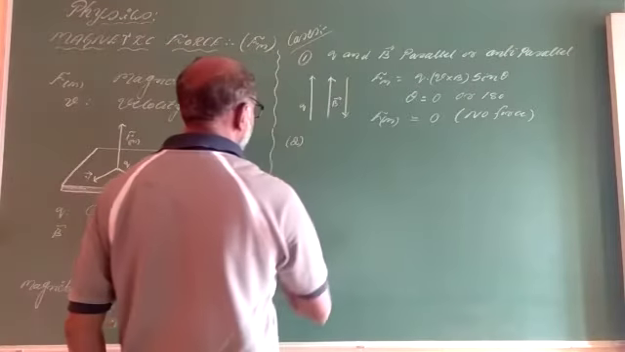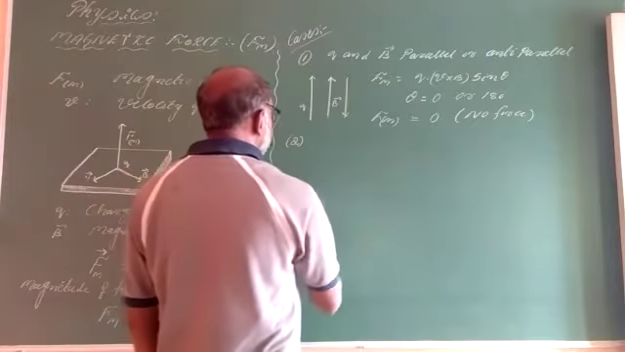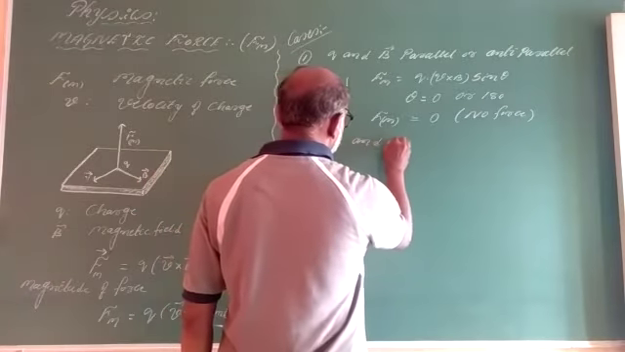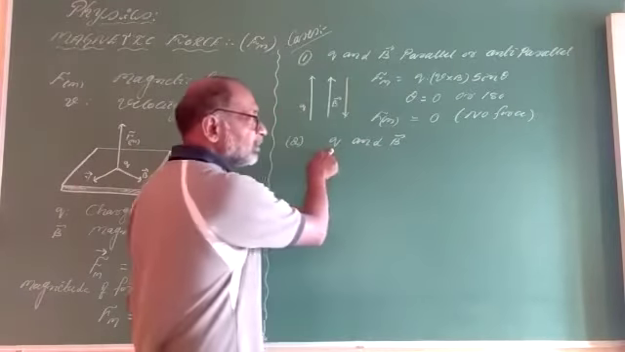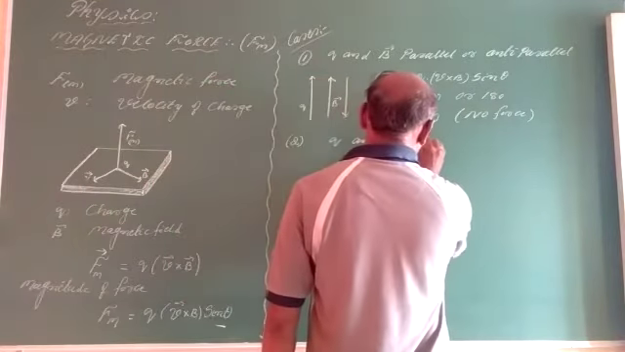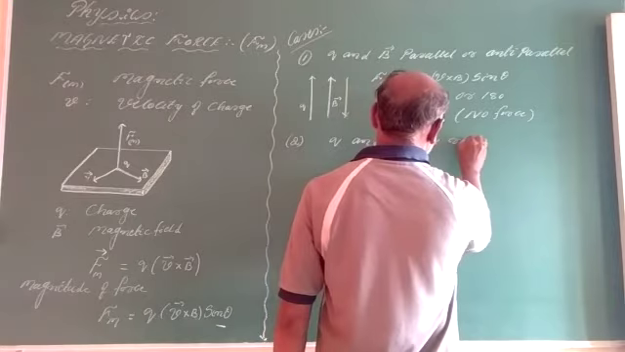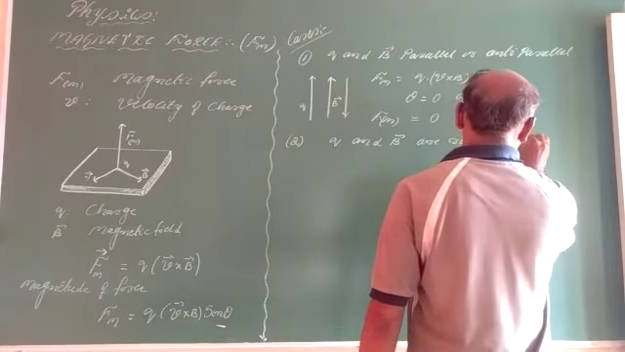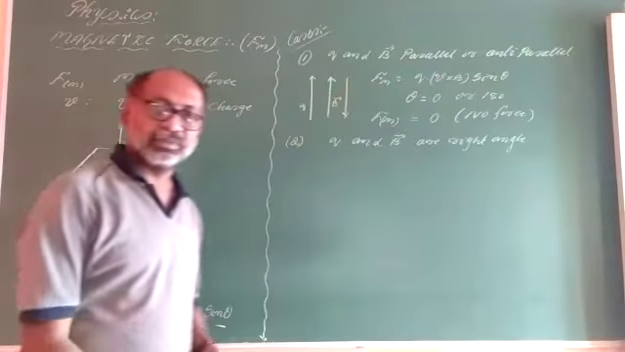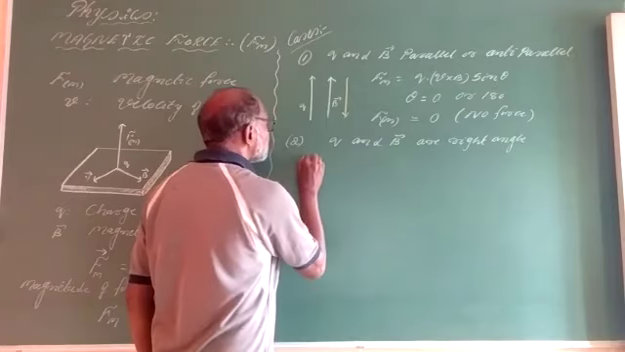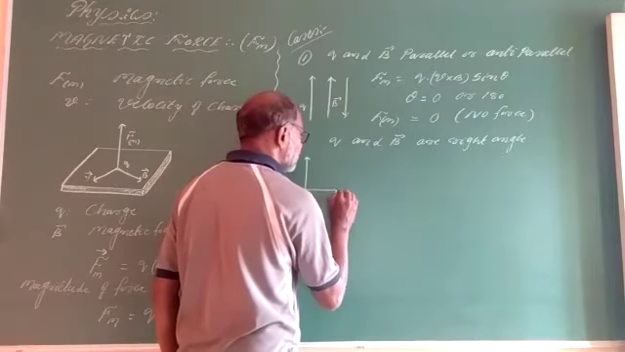Second case. A charge Q and the magnetic field B are perpendicular, at right angles to each other. You already know that right angle to each other means like this.